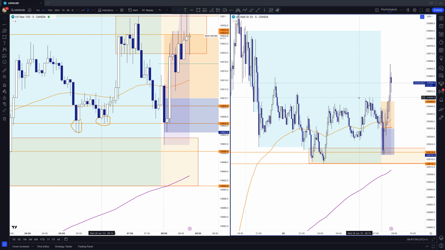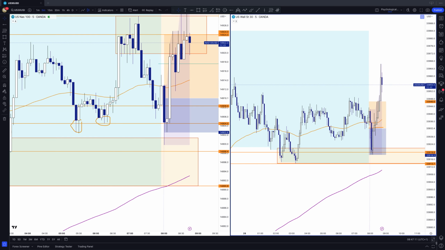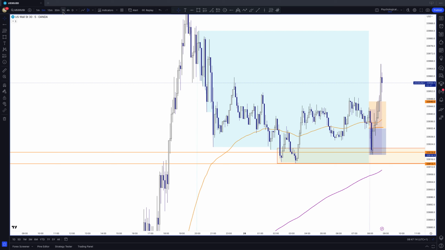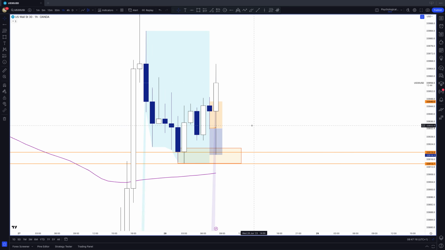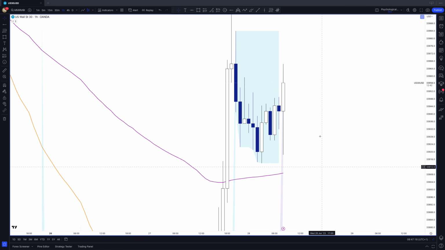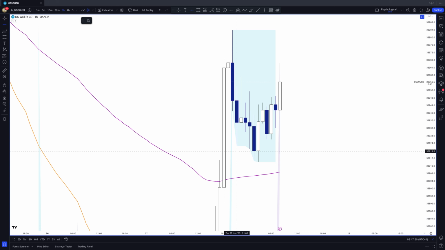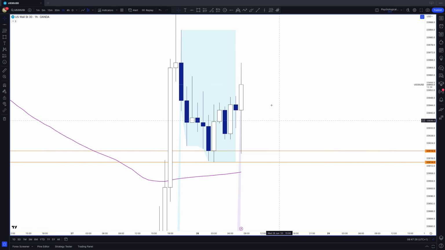Because on US 30 we had a very similar situation, and let me quickly show you on the 1 hour what I meant. Now again, we have this low over here, this swing low of Asia session, right? I dropped the body and the wick. These are important 1 hour levels.